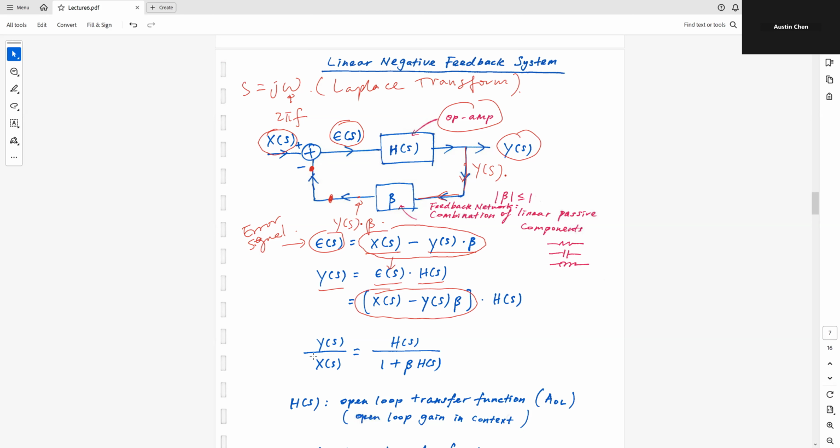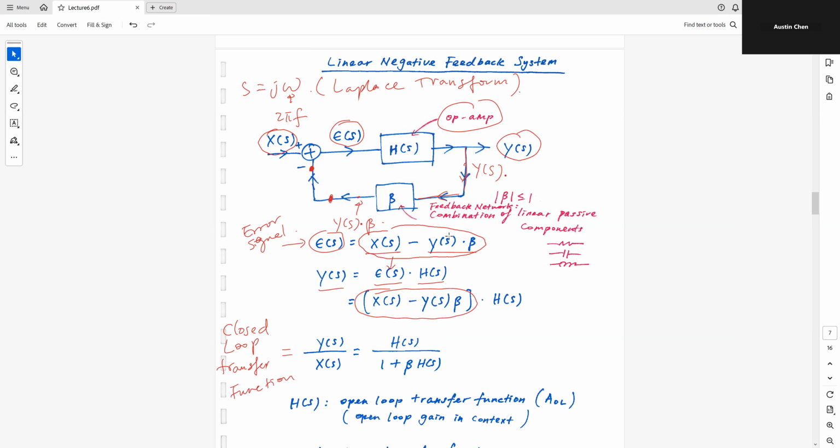Okay. And the next step is just simply solve for y of s over x of s. So this is like an output over input. This is now my transfer function. And there is a name that we use to denote this y of s over x of s, the ratio. This is the so-called closed loop transfer function.